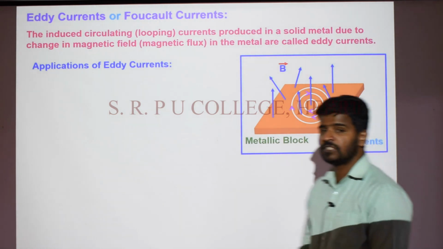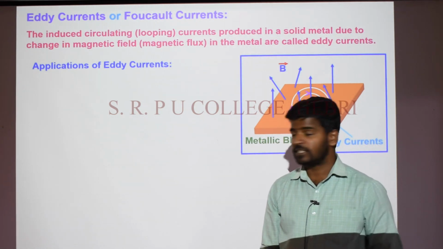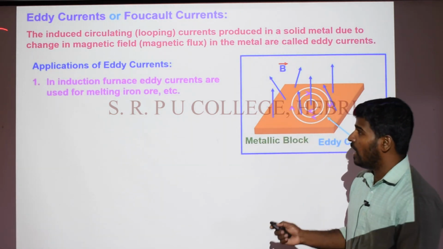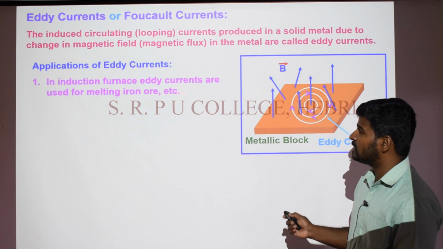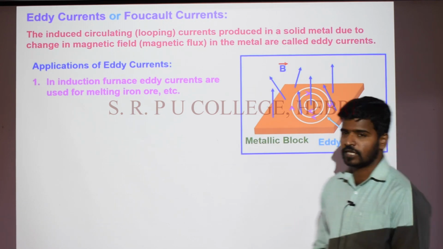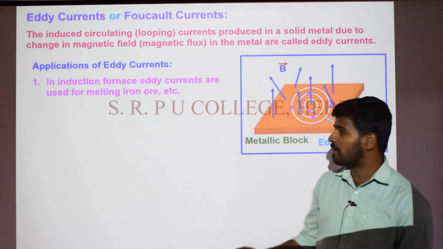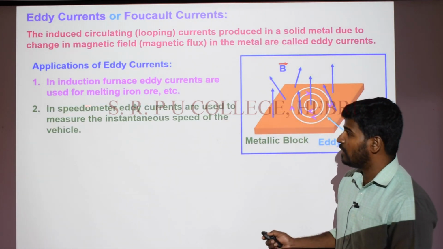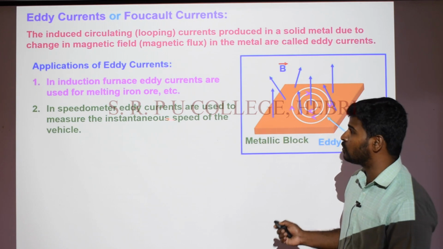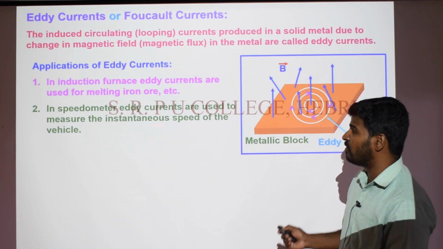Therefore, the applications of eddy currents. The first application, an induction furnace: eddy currents are used for melting iron ore etc. That is the first application. The second application, in a speedometer, eddy currents are used to measure the instantaneous speed of the vehicle.